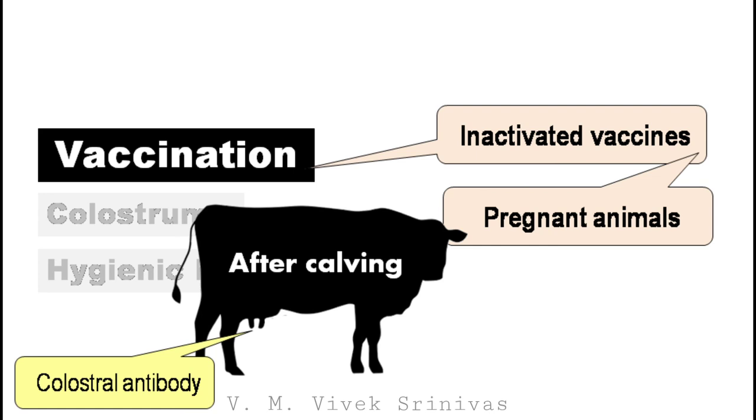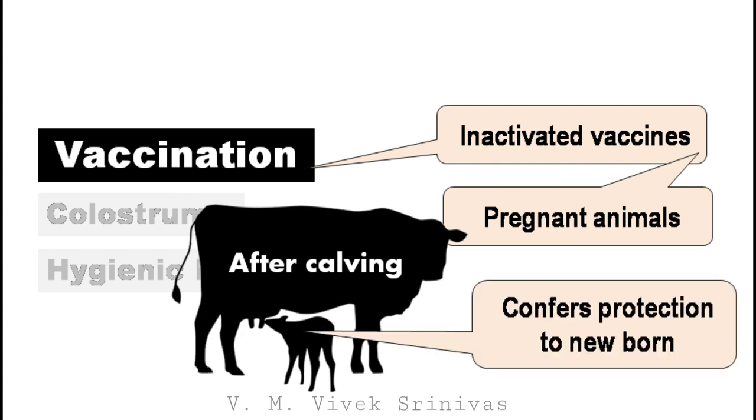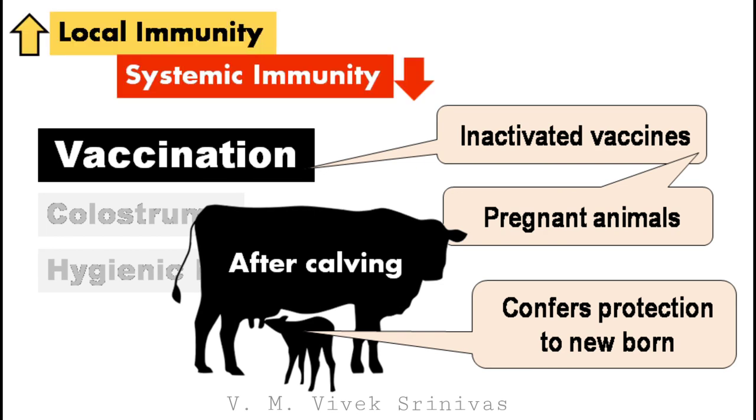So, at the time of the animal giving birth, the colostrum will contain milk antibody against rotavirus. So, on allowing the calf to suckle this milk, the antibodies in the milk protect the intestinal lumen. So these will confer protection to the intestine of the newborn by the milk antibodies in the colostrum. So here, local immunity in the small intestine is more important than systemic immunity in rotaviral infection prevention.